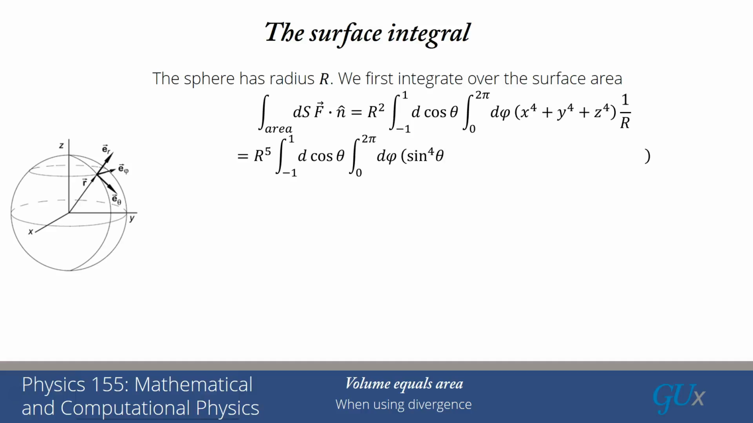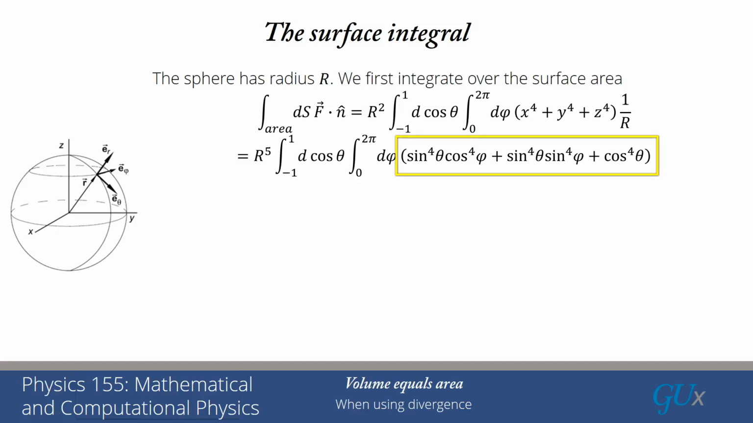I still have the same integral, d cos theta, d phi. And you can pretty quickly recognize that it's going to be sine to the fourth theta cos to the fourth phi, plus sine to the fourth theta sine to the fourth phi, plus cos to the fourth theta. Now, we need to do some integrals.